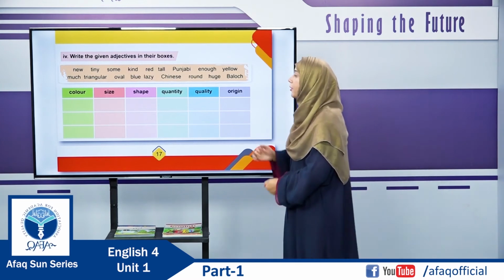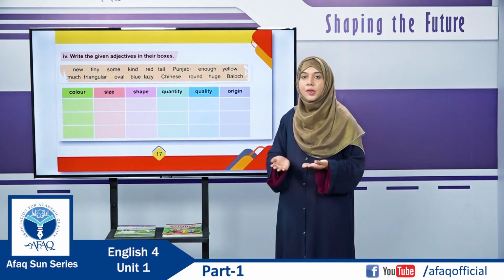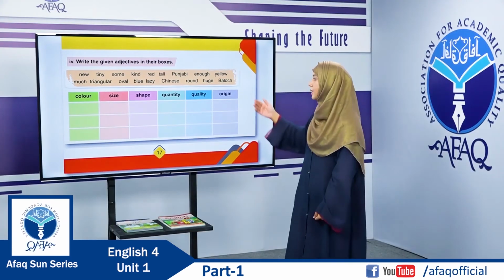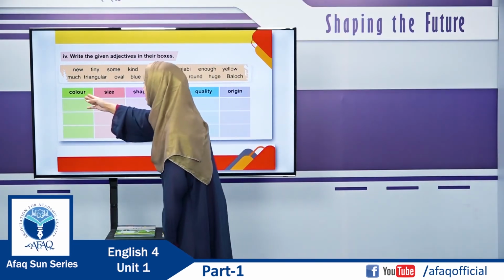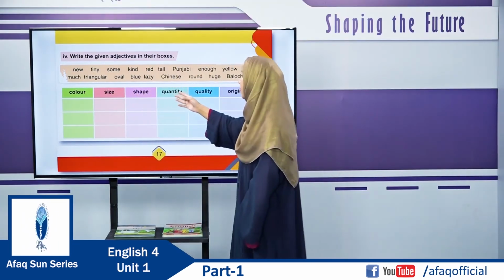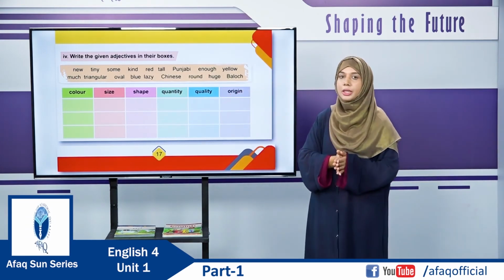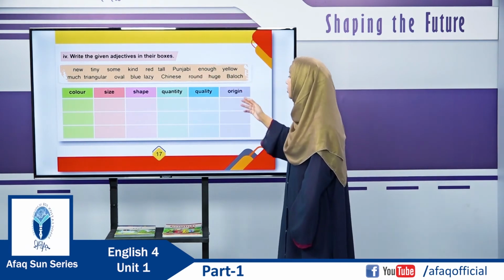Alright, so here we have provided you different words. All these words are adjectives, but they are of different kinds. We have also provided you a table in which different types of adjectives have been given. Color, size, shape, quantity, quality and origin. These are the types of adjectives. Now you have to sort all these adjectives into their types.